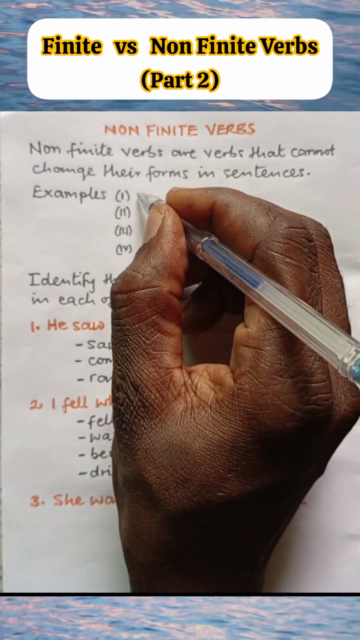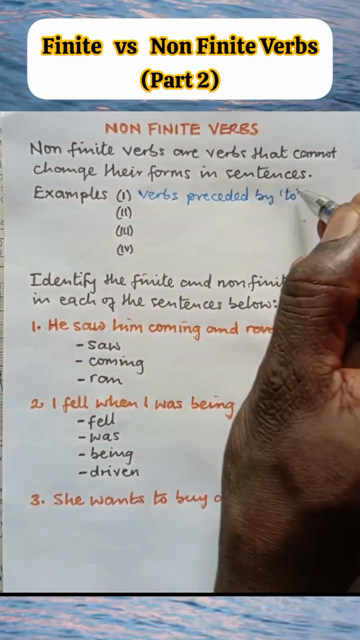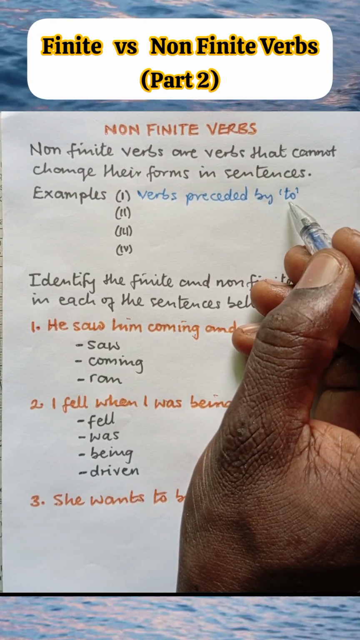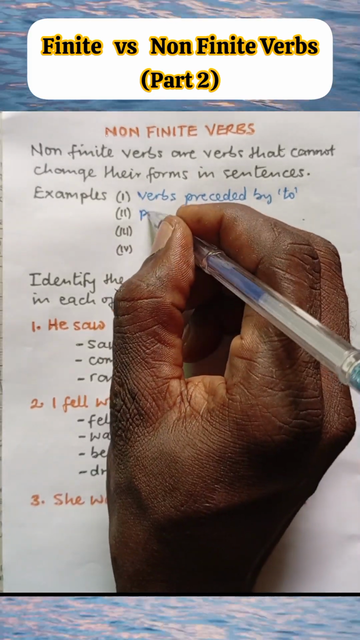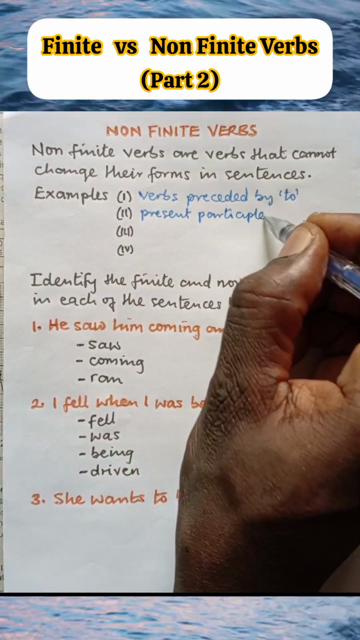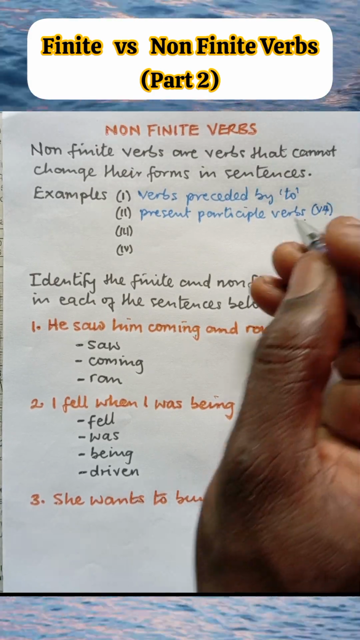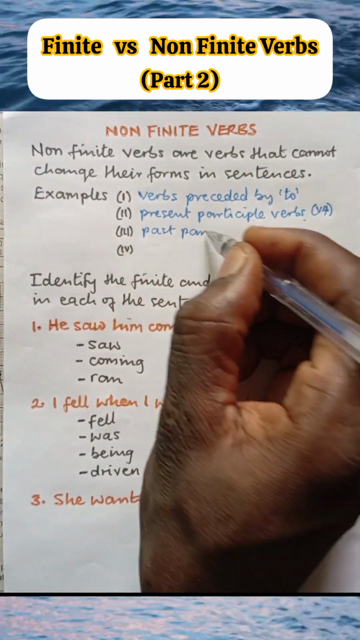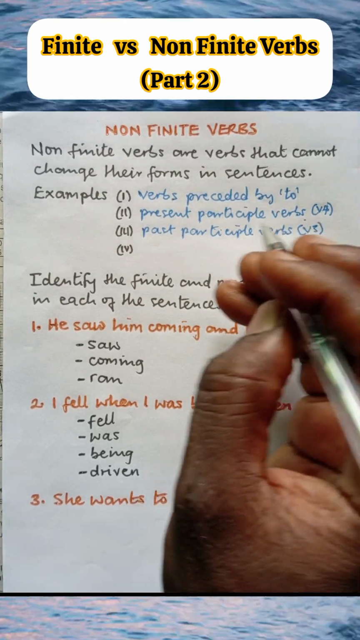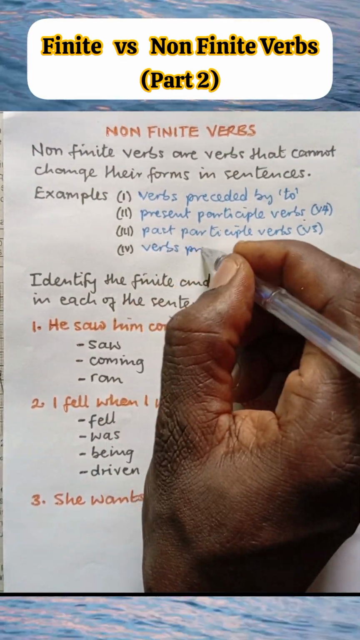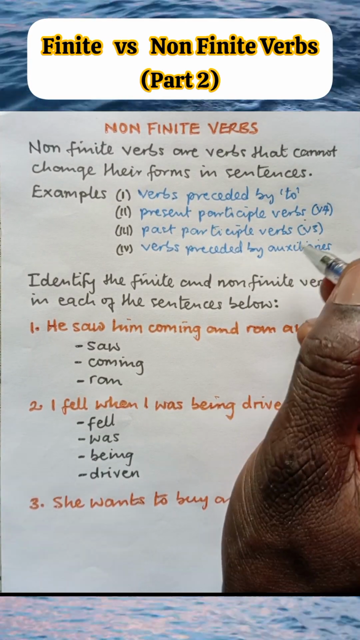Number 1, all verbs that are preceded by to. Any verb preceded by the infinitive to is a non-finite verb. Number 2, present participle verbs, also known as verb 4. Number 3, past participle verbs, known as verb 3. And number 4, verbs that are preceded by auxiliary verbs.